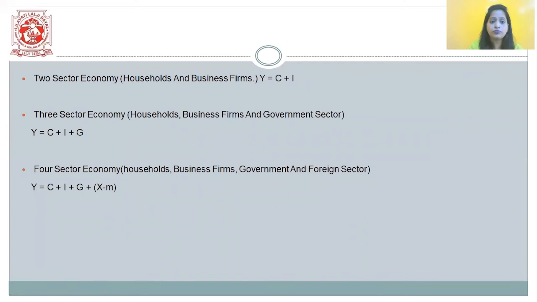Let's move on to the short explanation. It speaks about the two-sector economy, which we just now saw: the household and the business firm. And the three-sector economy, students, is nothing but household, business firm, and the government will come in. And in the four-sector economy, household, business firm, government, plus the foreign sector will come in. So there are four sectors, 2, 3, 4 in macroeconomics. 2 is only household and firm. 3 is household, firm, and the government. And the fourth one is household, firm, government, and the foreign sector.